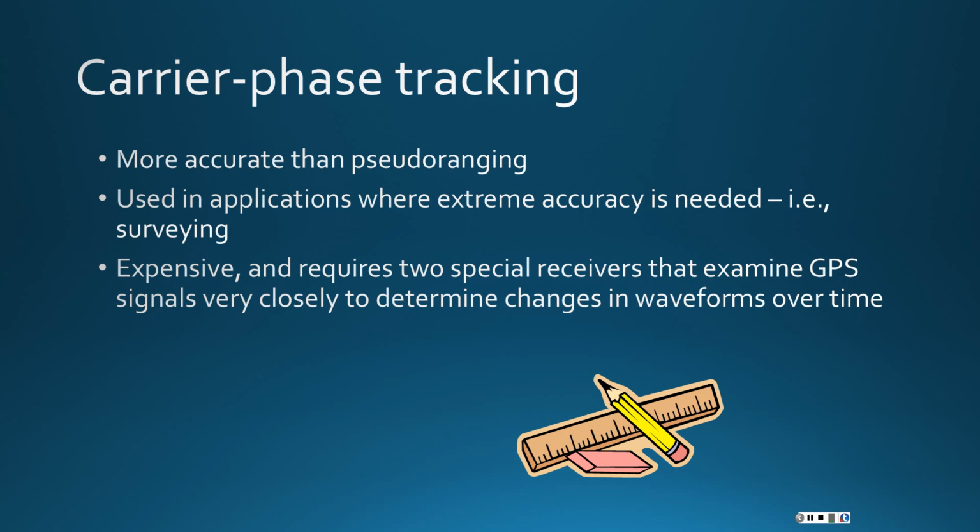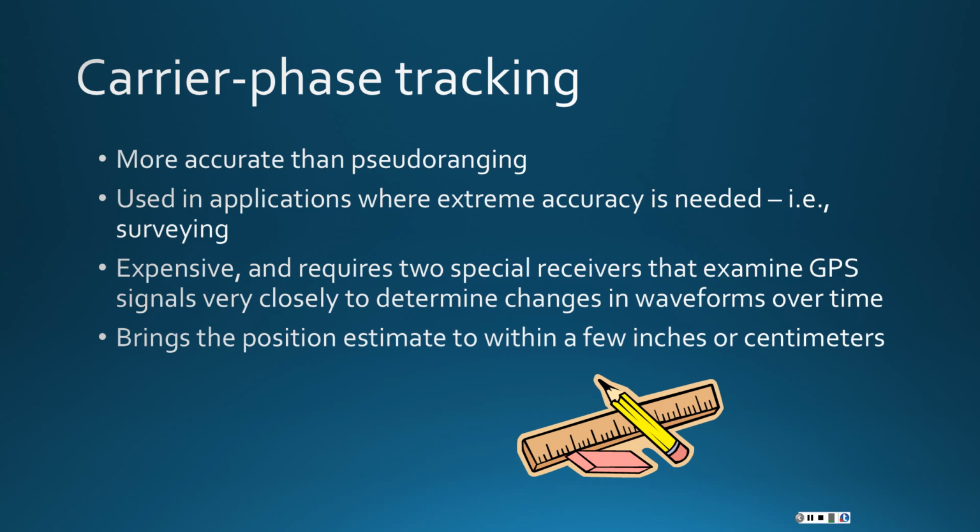However, carrier phase tracking is expensive and requires two special receivers that examine GPS signals very closely to determine changes in waveforms over time. Using this method, you can bring the position estimate down from being within 43 feet to within a few inches or centimeters.